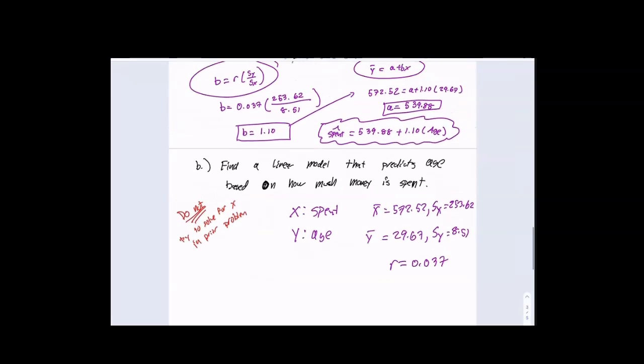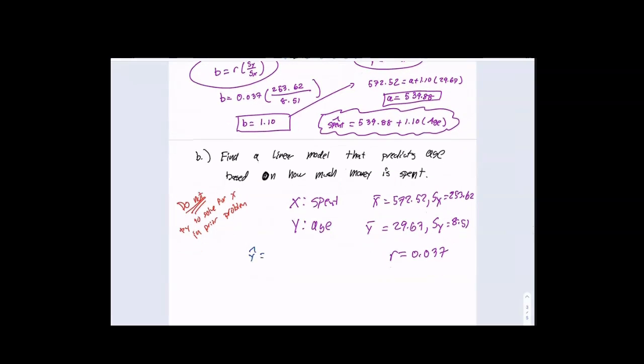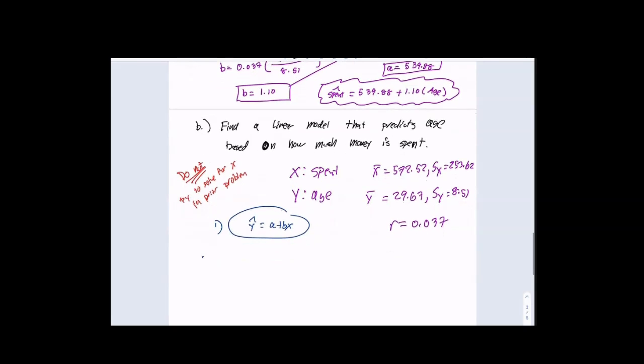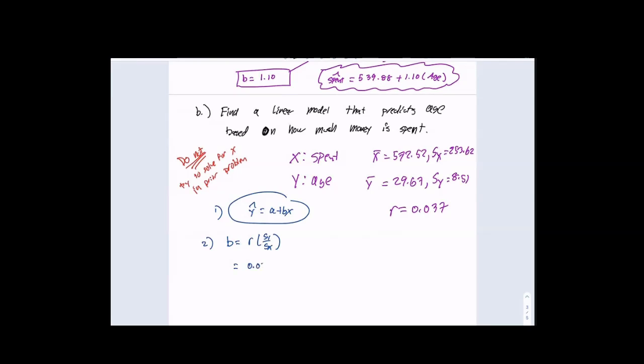Just the model, the general formula: y hat equals a plus bx. That's always the first thing you want. What's the second thing I'm going to do? Find b. So I write down the equation for b: sy over sx times r. So b equals 0.037 times 8.51 over 253.62. Doing that math out, I get b is 0.0012.